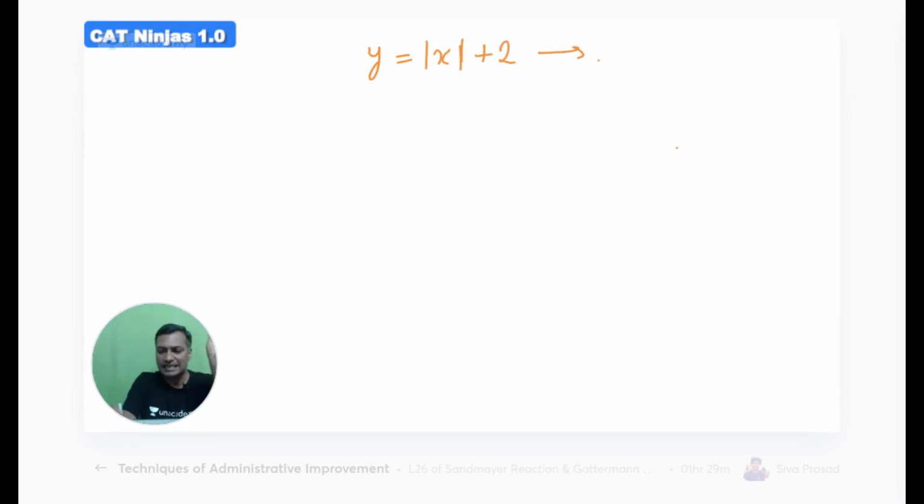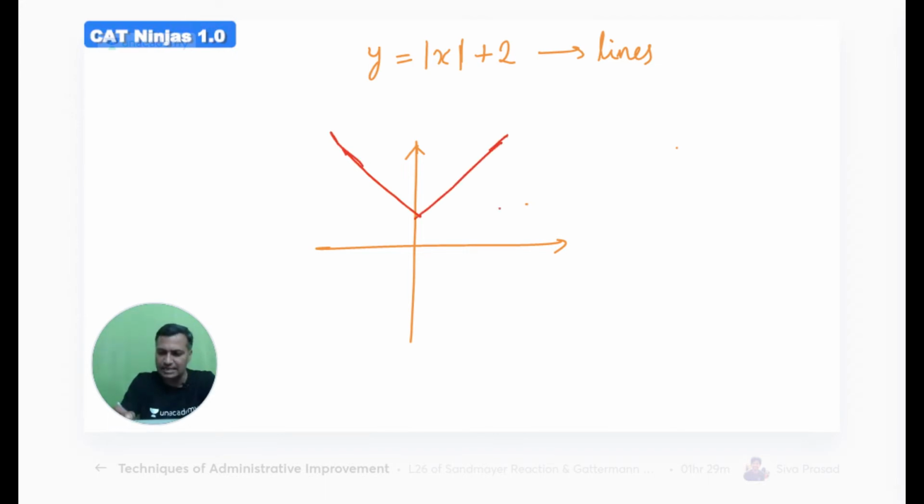These are nothing but lines. If I write y is equal to mod x plus 2, it becomes a line here. These are my x and y axis, let's say. So now there is a transformation by 2 units, so you would put this graph out here. These are nothing but lines. It's talking about lines technically.